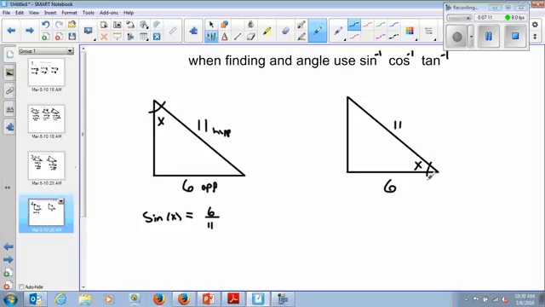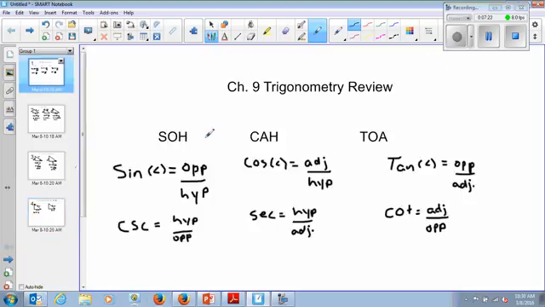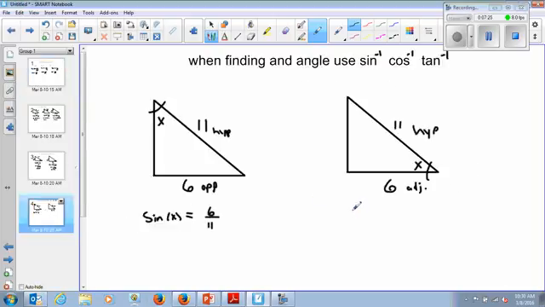And then over here, here's my angle. 6 would be adjacent. 11 would be the hypotenuse. So I'm going to use, well, let's go back. Which one's adjacent hypotenuse? Okay, that's cosine. So I'd say cosine of my angle is adjacent, which is 6, over the hypotenuse, which is 11. Okay, so for this angle right here, notice how they're different angles. For this angle, I'm going to use inverse sine.